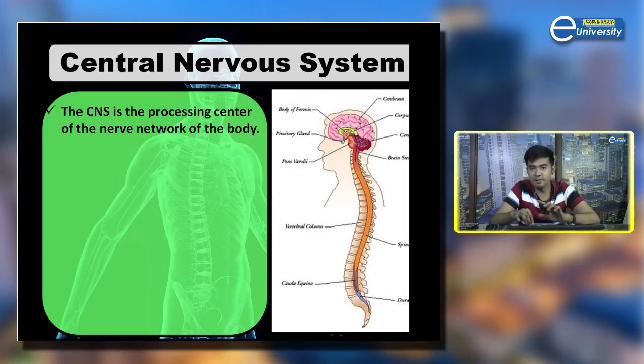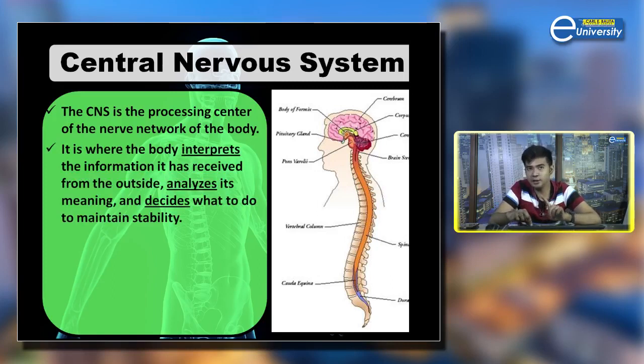Again, the nervous system is divided into two parts. We have the central nervous system and the peripheral nervous system. So let's start with the central nervous system. The central nervous system is the processing center of the nerve network of the body, so it is called the central processing center. It is because it has the brain and the spinal cord.